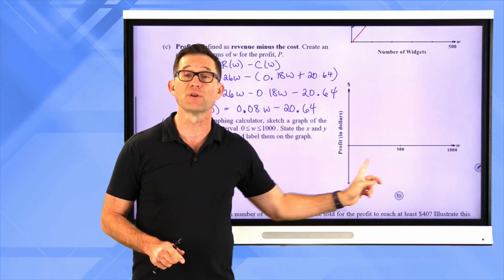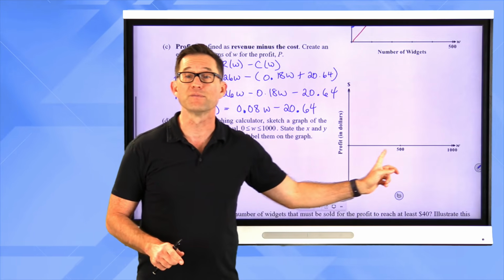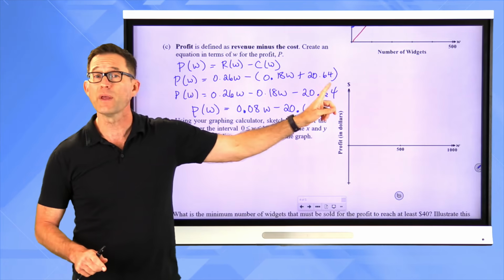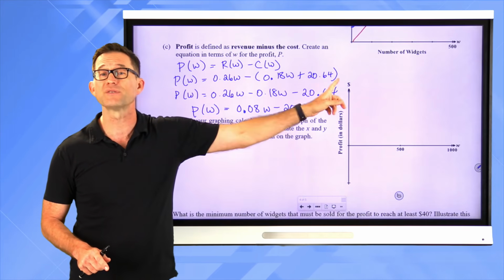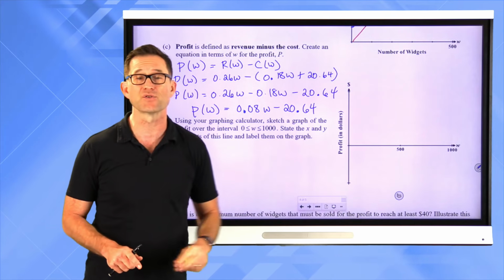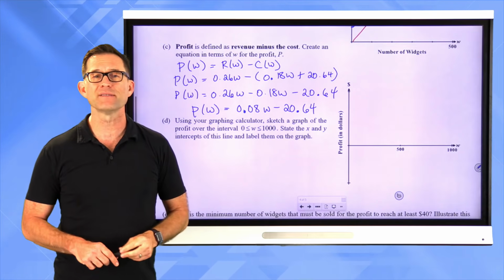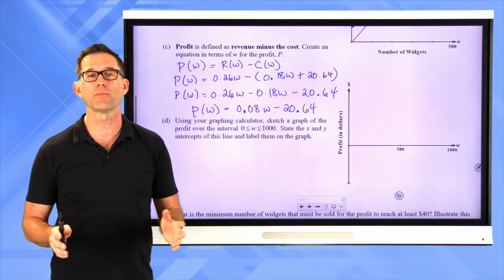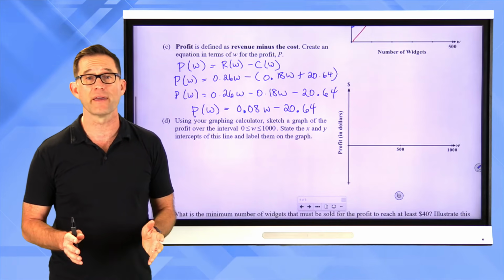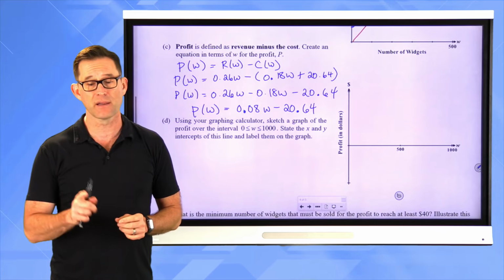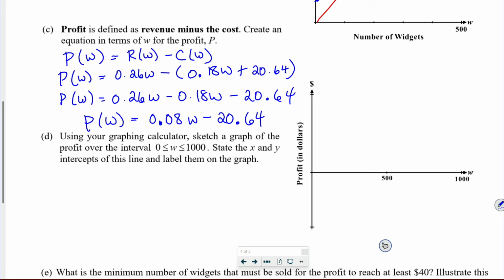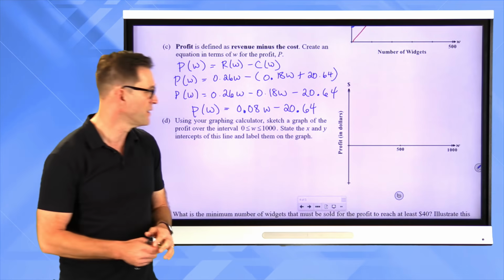Now instead of going from 0 to 500, I want to go from 0 to 1,000. And we can certainly have negative profit, which is why we've got both sides of the y-axis right here. Pause the video now and see if you can come up with a reasonable graph for what the profit looks like when the widgets go from 0 all the way up to 1,000. Take a little bit of time now. All right, well, let's take a look.